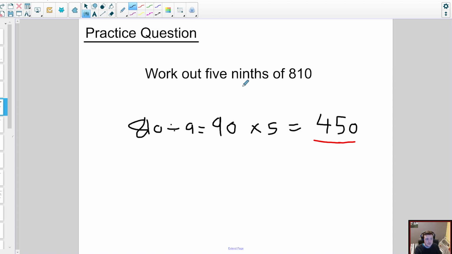If you didn't, go back again and have a look at how we work out a fraction of something. It is by dividing by the bottom and then timesing by the top. You should have also written down somewhere that this was the same as this, to show that you understood that 5/9 is 5 out of 9.